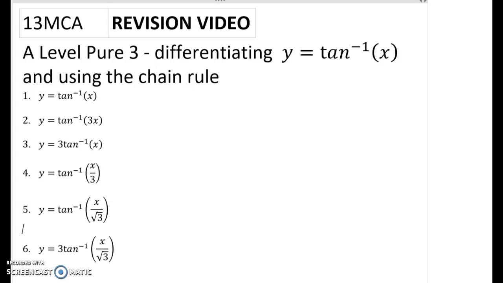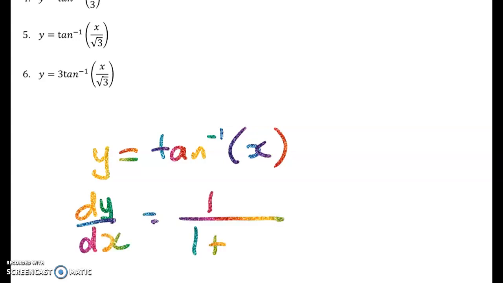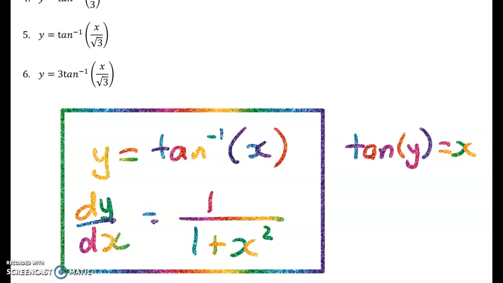Okay, so the first one we've got here is y equals tan inverse of x, and that's our building block. Now, in class ages ago, we proved that the derivative of this function, dy by dx, is equal to 1 over 1 plus x squared. And we did that proof using implicit differentiation, so we had tan of y is equal to x. But we don't want you to redo that proof every time. You should be spotting this straight away whenever you see it.